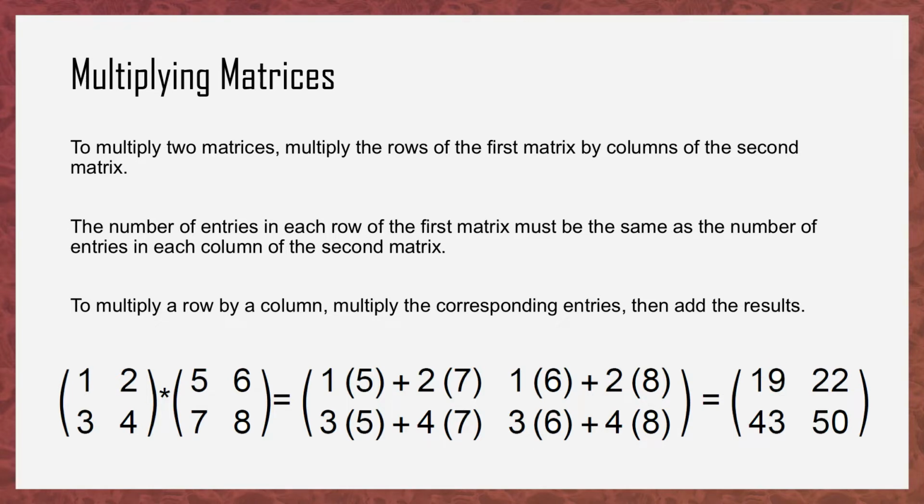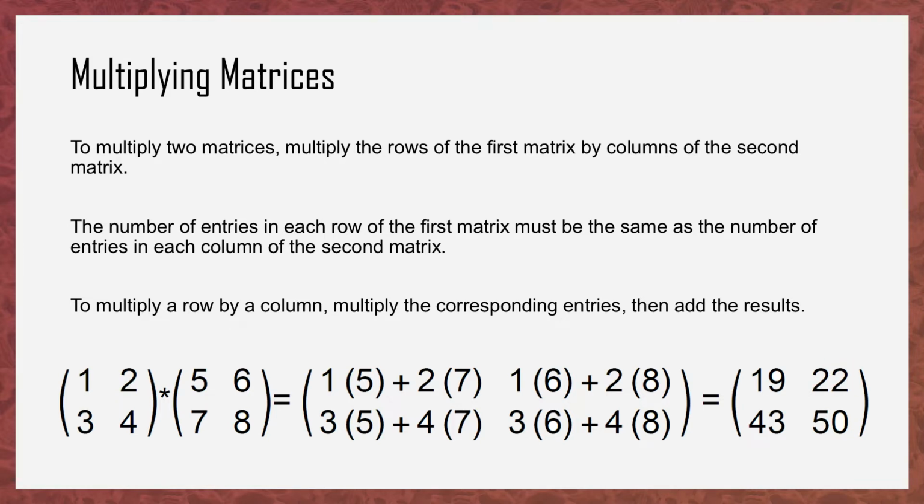Okay, first row times the second column. Now this will give us our top right, because that's the common location. So the 2 and the 6 kind of have the same location. So this will give us our top right value when we finish. So 1 times 6 plus 2 times 8. 1 times 6 is 6. 2 times 8 is 16. 16 plus 6 is 22.